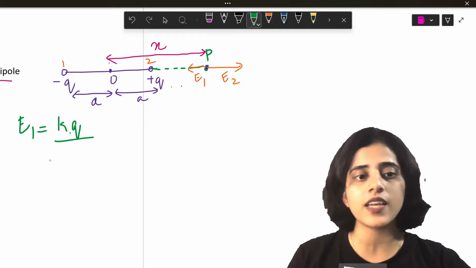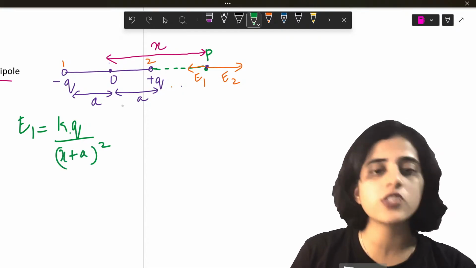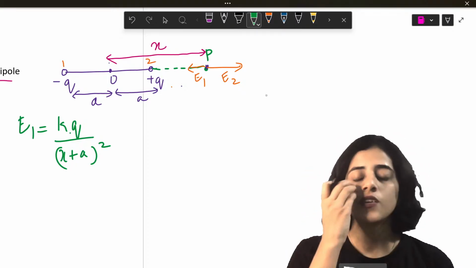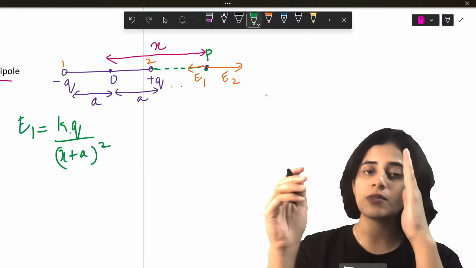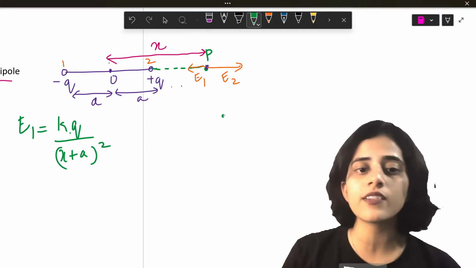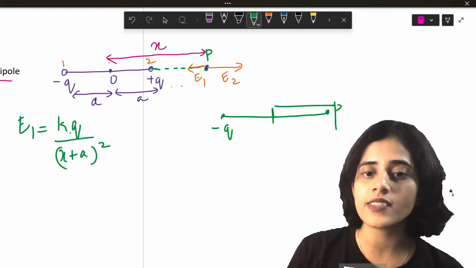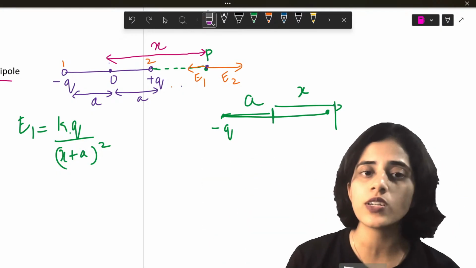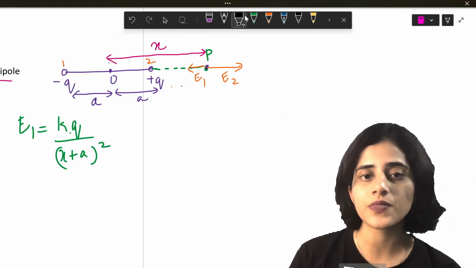No, X plus A. X plus A, the whole square. So from point P till the center is X. Now from center to minus Q is A. So from minus Q all the way till P, till the center is X, the rest is A. So the full length is going to be equal to X plus A, the whole square. No doubt about that? Okay.